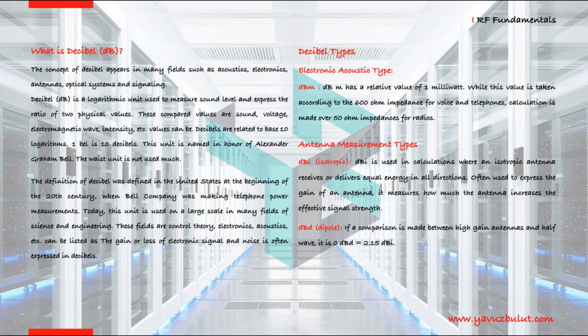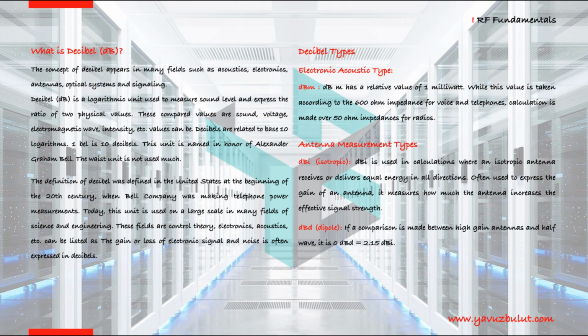The definition of decibel was established in the United States in the early 20th century when the Bell Company made telephone power measurements. Today this unit is widely used in many fields of science and engineering. These areas can be listed as control theory, electronics, acoustics and so on, while the gain or loss of electronic signals and noise is mostly expressed in decibels. Now let's look at the decibel types. There are many types of decibels, but we use decibel types like dBm, dBi, dBd in our wireless networks, so I'm only going to talk about these 3.